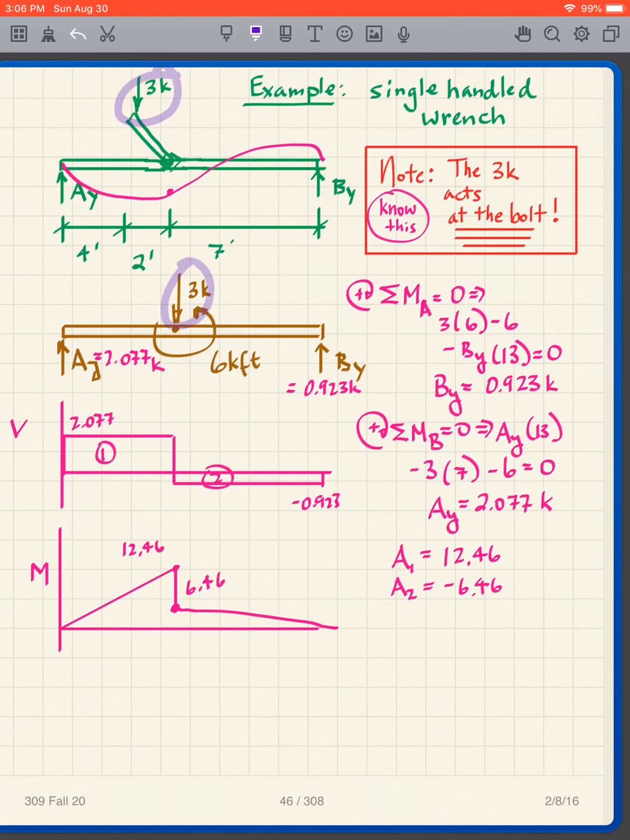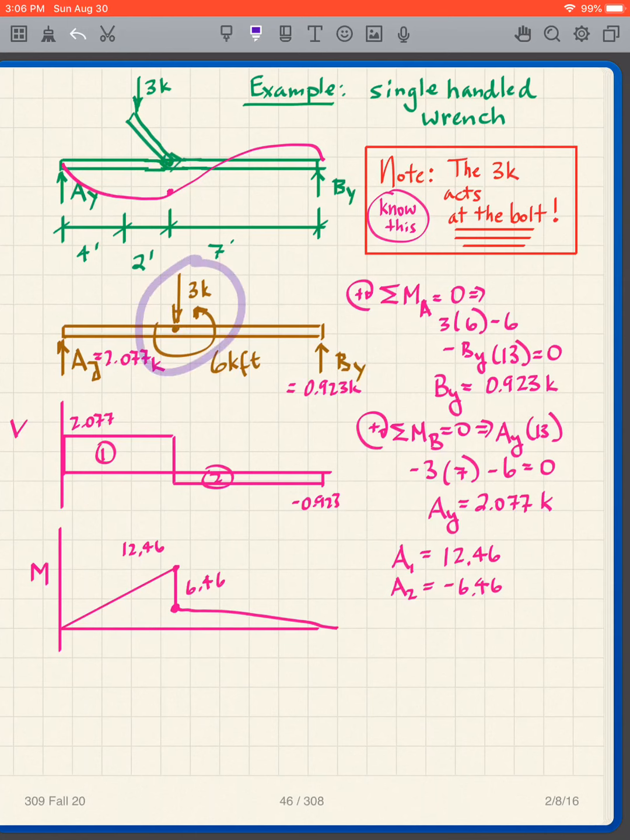It doesn't go out here. Some students want to put this 3 kips out here. There's nothing there. It doesn't go over there because there's nothing there. There's no way that 3 kips gets translated to the beam at that location. It gets transferred, is a better word, to the beam through the bolt right there. So there is what I want to put on for my single-handled wrench. So note the 3 kips acts at the bolt. Note that. You need to know that.